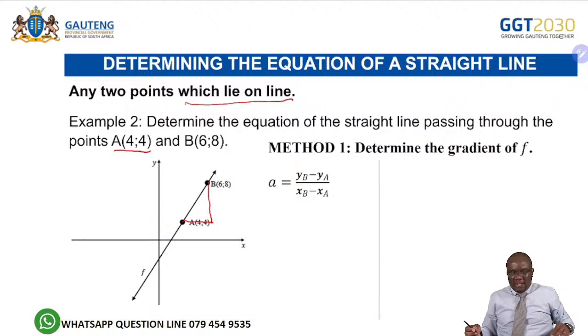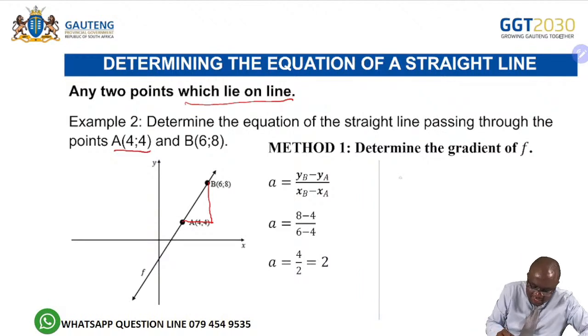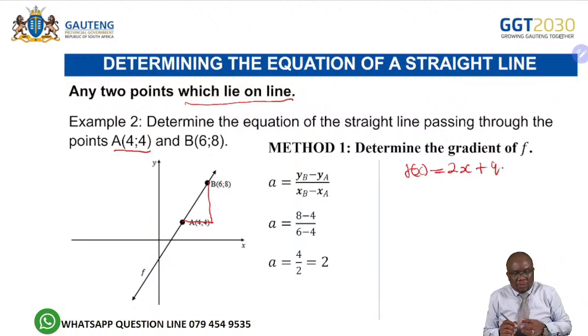Right, I really hope you've managed to do it. Now let's substitute. You see that it's going to be 8 minus 4 over 6 minus 4, which is 4 over 2, and then it's 2. Do you see the graph is increasing? And our gradient is positive. Now we have our gradient, so we can write our equation and say f of x is equal to 2x plus q.